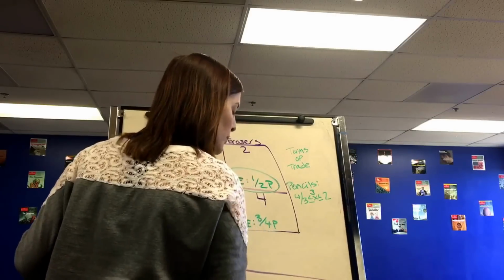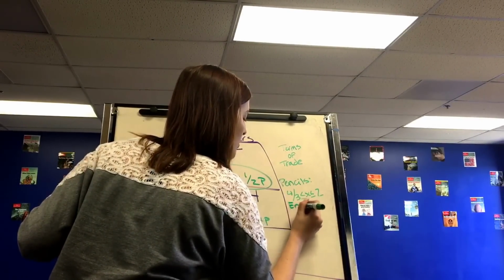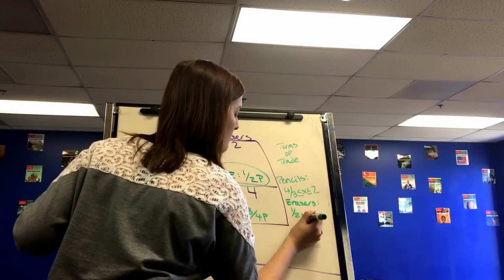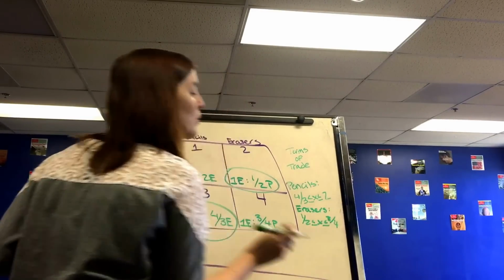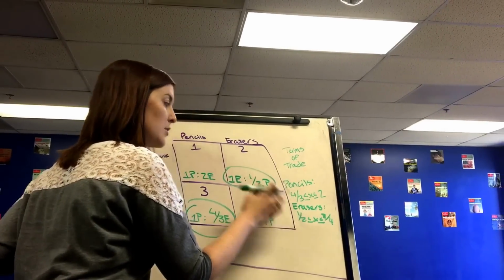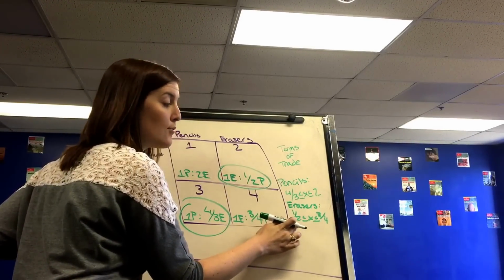Then the terms of trade for erasers are between the two opportunity costs for erasers, or between 1/2 and 3/4. Now again, we're looking at it from the perspective of the buyer and the seller. And so in this case, I am the seller. This is the minimum price I'm willing to sell it for.